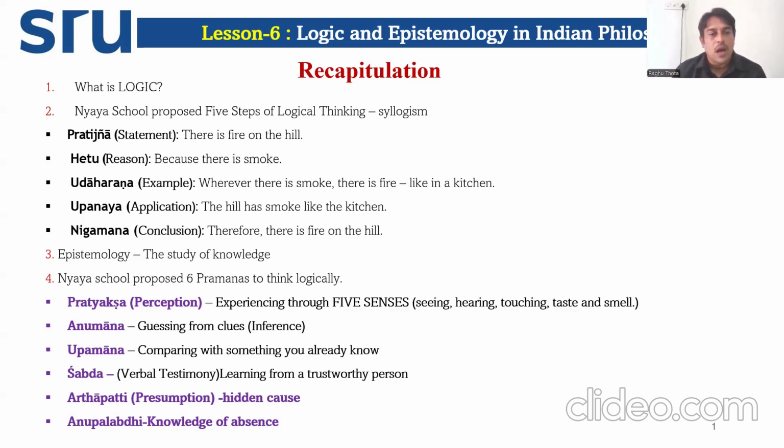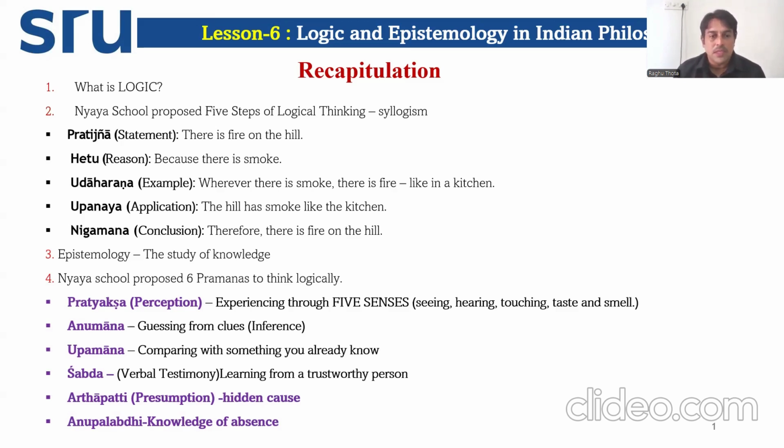And the next one is anumana, guessing from the clues. A crime has happened, and you need to look for the clues to identify the truth behind it. That is called inference. We also call it anumana.